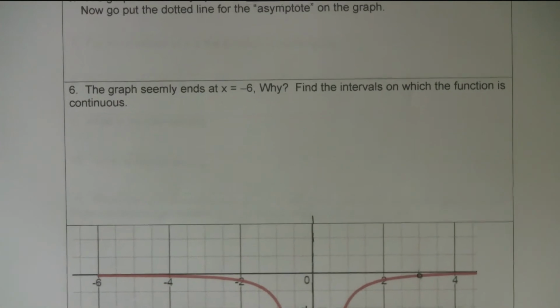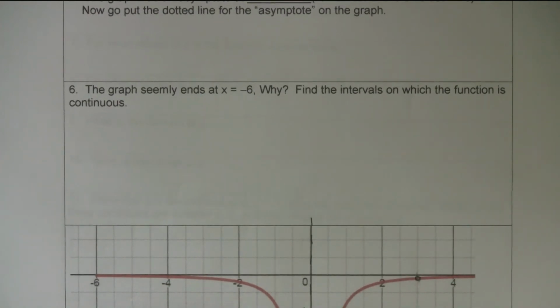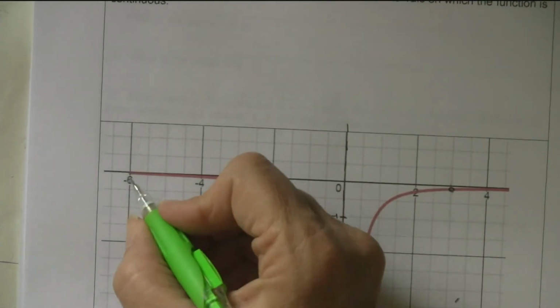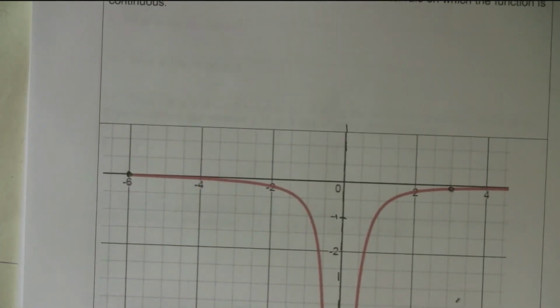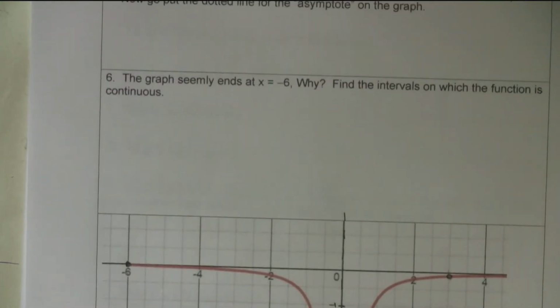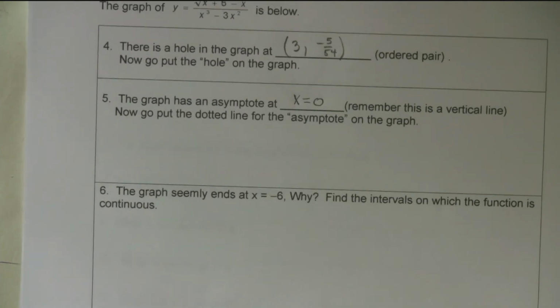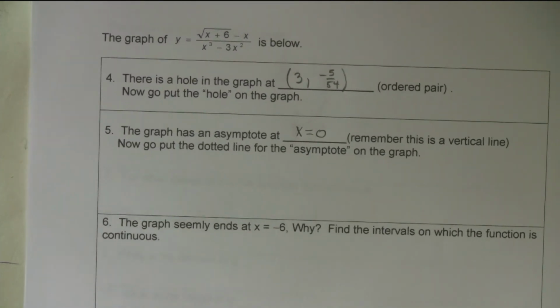Okay, the graph seemingly ends at x equals negative 6. So right here, they're saying that, hey, it looks like it just ends right there. What's the deal with that? And they wanted you to talk about that. Why does it seemingly end? And so we look back at our equation to see if we can get any hints at why it might just end abruptly at negative 6.